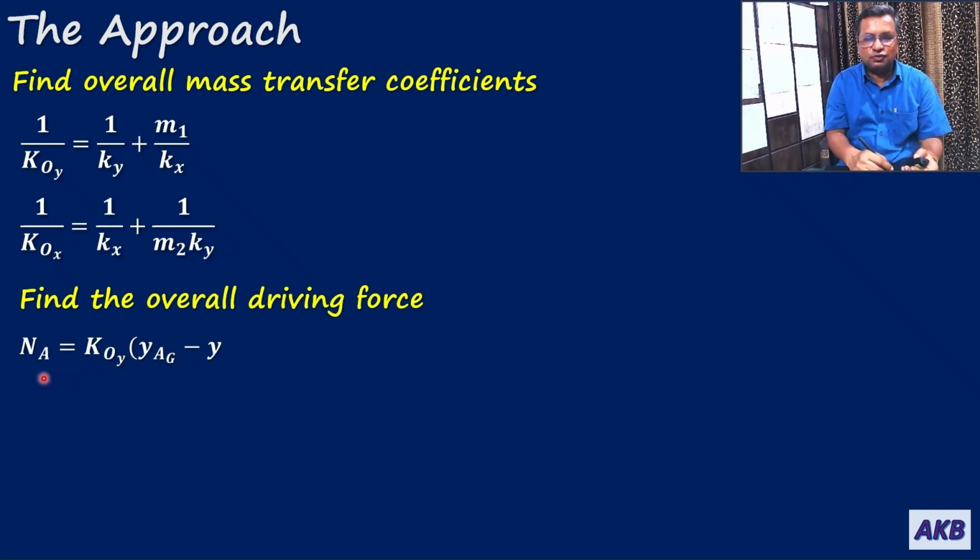For finding the overall driving force, we are going to use this equation. Na is equal to Koy into (yAG minus yA star). So in this case, the overall driving force is yAG minus yA star, which is also known as the overall concentration difference. And then in terms of concentrations in the liquid phase, Na is equal to Kox into (xA star minus xAL). So in this case, xA star minus xAL is the overall driving force in terms of liquid phase concentrations. Or you can also call this the overall concentration difference. So with this understanding, let us solve the numerical.